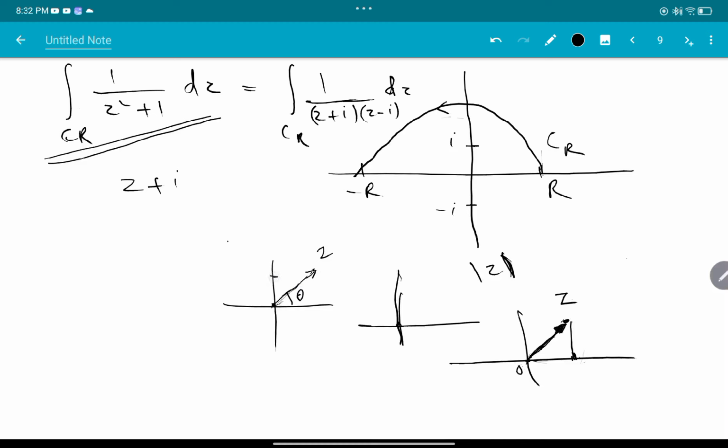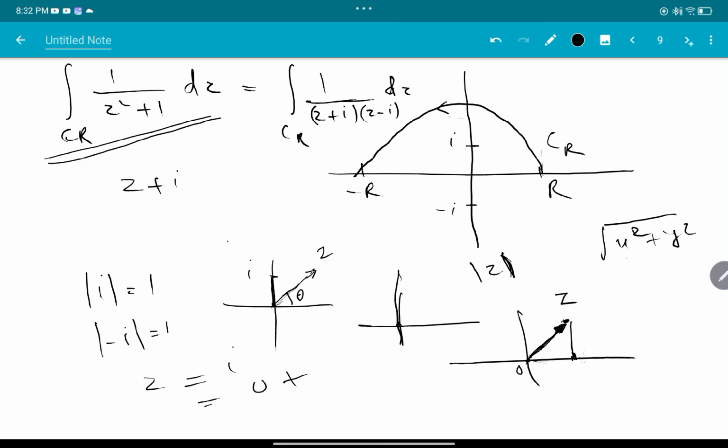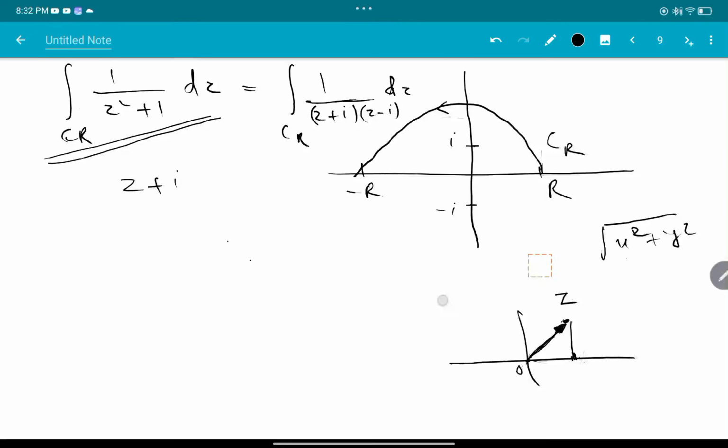Similarly, if you have i here, i means this distance. The absolute value of i is 1. Even the absolute value of minus i is 1. When you speak of absolute value, it simply means root of x square plus y square. When z is equal to just i, that is 0 plus i times 1, so root of 0 square plus 1 square, that is simply 1.